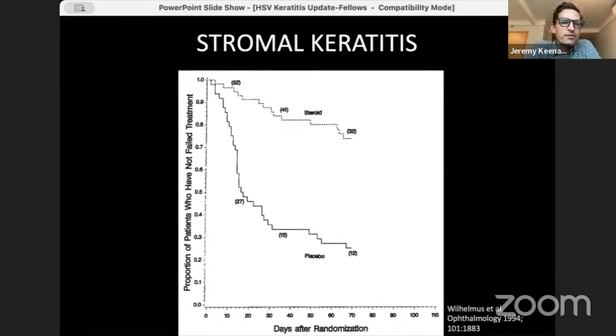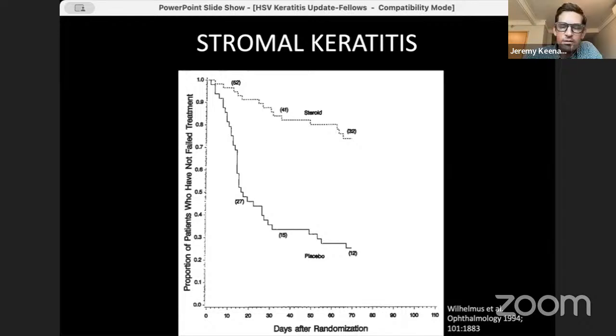Okay, so moving on to stromal keratitis. This is a graph from the HEDS trial, the stromal keratitis trial. These were patients that had stromal keratitis. They treated them with trifluridine topically as the antiviral, and then they randomized them to steroids versus placebo. They gave them a 10-week course of steroid or placebo, and the outcome was if they failed treatment, if they had a recurrence of inflammation.